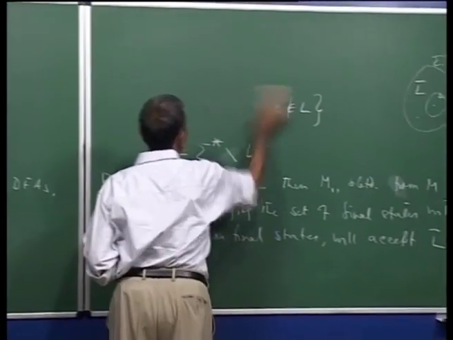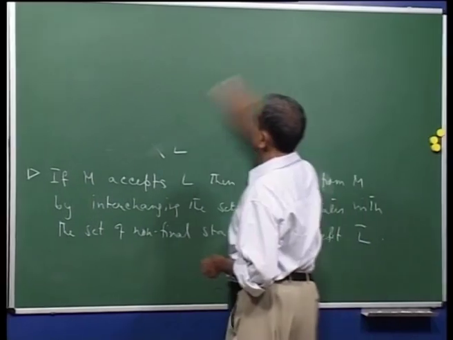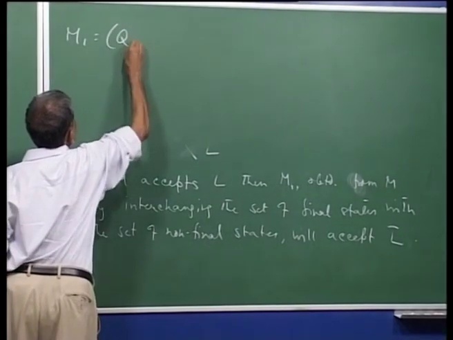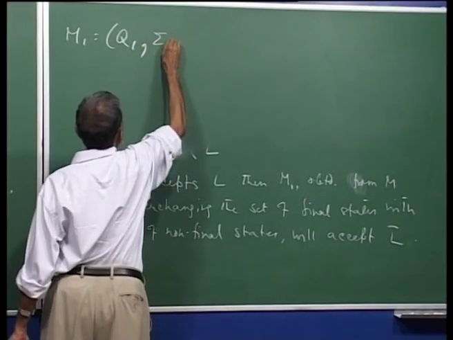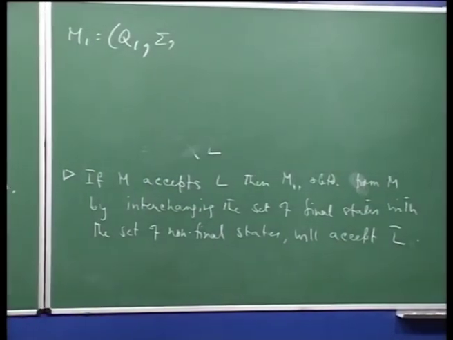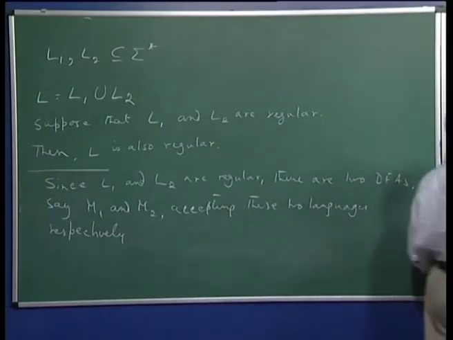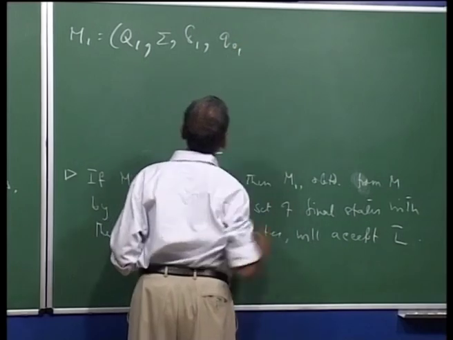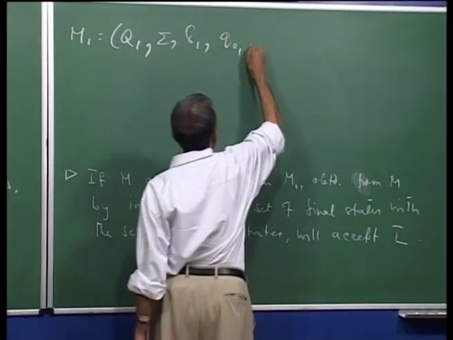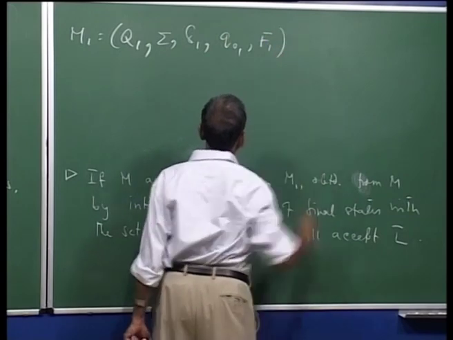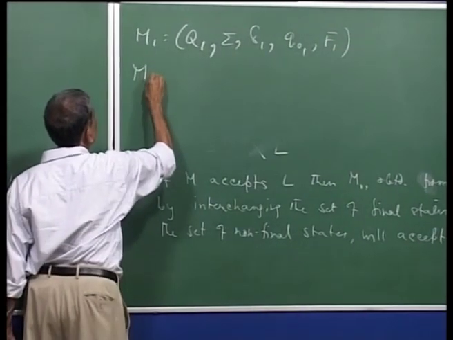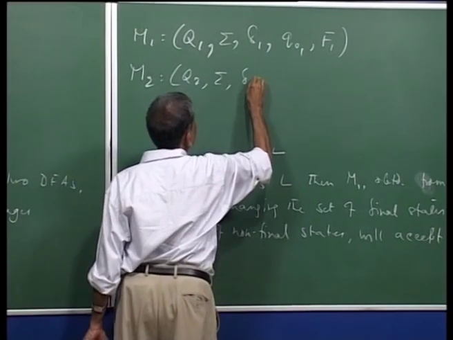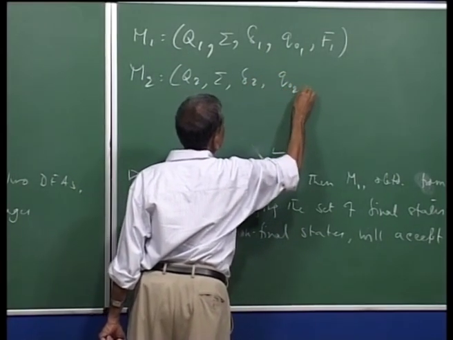And let me say that M1 has set of states Q1. Of course, its input alphabet is sigma because it accepts L1, which is over the alphabet sigma, and its transition function is delta 1. Let us say its initial state is Q01 and its set of final states is F1. Similarly for M2, let me write Q2, sigma, delta 2, Q02 and F2.